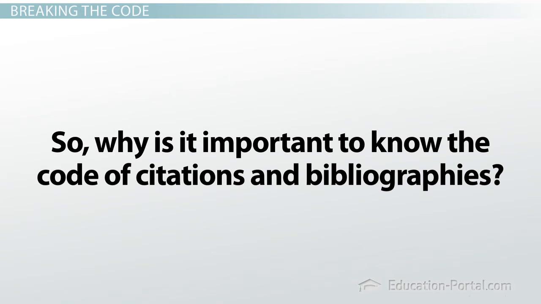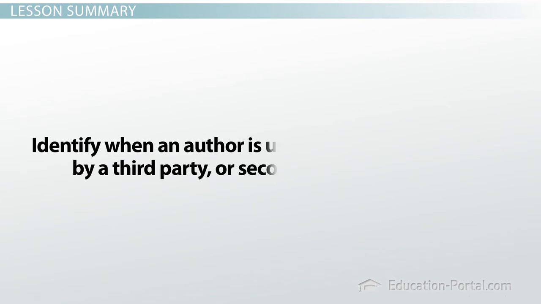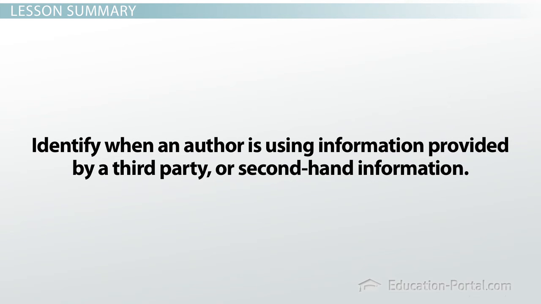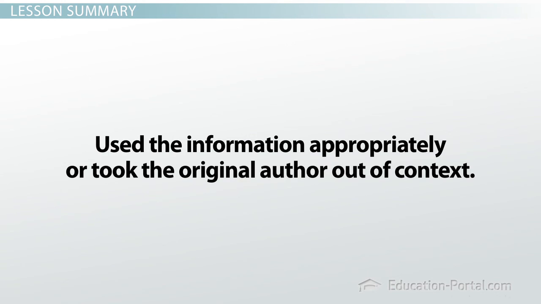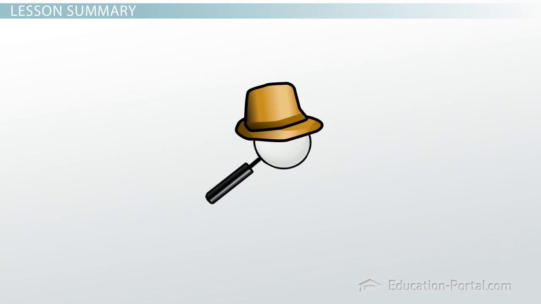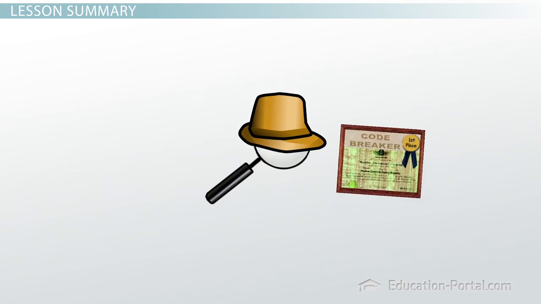Knowing the code of a bibliography will give you everything you need to find the primary source and verify the information. Now, being a code breaker, you can, with confidence, identify when an author is using information provided by a third party or secondhand information. You can also read through a reference for the clues needed to lead you to the source utilized so that you can check it out for yourself and see if the author used the information appropriately or took the original author out of context. You are now prepared with the skills to be a citation and bibliographic code breaker. Congratulations.